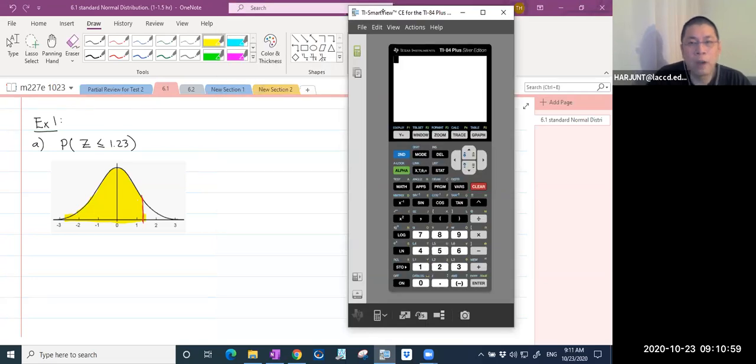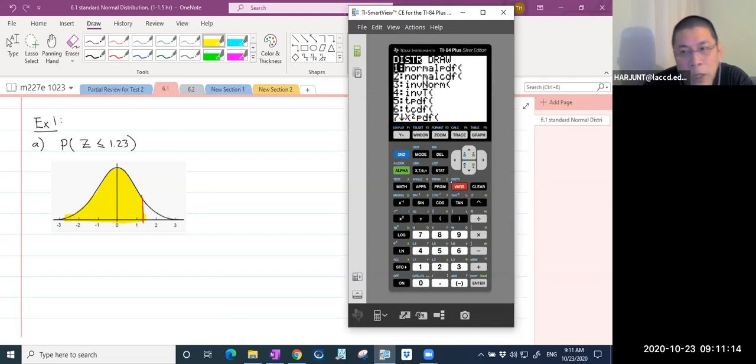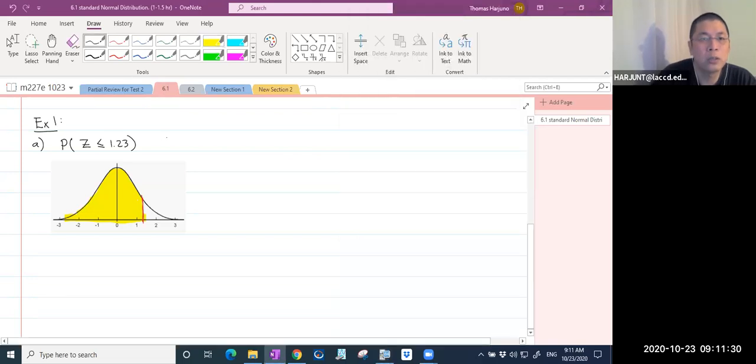Now, where do we find standard normal distribution? We will do the following. Standard normal distribution is basically normal distribution with mean 0 and standard deviation 1. We get it from second distribution, the same way we get binomial and Poisson. Okay, but we will do normal CDF.